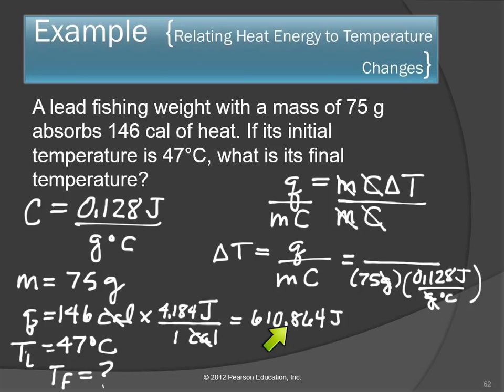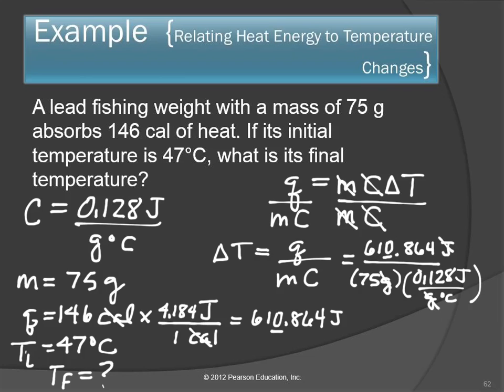This is not my final answer. I'm going to consider how many significant figures the number has, but then I'm not going to round it off. I'm just going to use the whole thing in my calculation. How many significant figures should this number have? This one had how many? 3, and this one had 4. So this one should have 3. So I'm just going to underline that third one to let myself know this has 3 sig figs. And then we're going to take that number and put it up here. 610.864 joules.